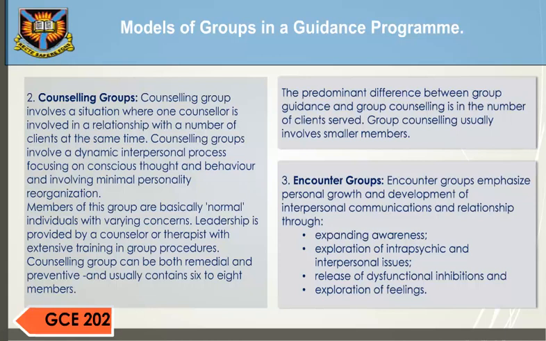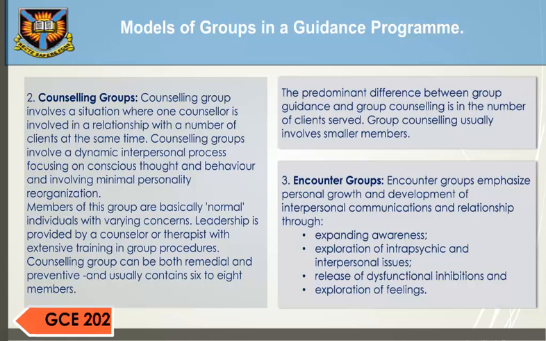2. Counseling groups. A counseling group involves a situation where one counselor is involved in a relationship with a number of clients at the same time. Counseling groups involve a dynamic interpersonal process focusing on conscious thought and behavior and involving minimal personality reorganization. Members of this group are basically normal individuals with varying concerns. Leadership is provided by a counselor or therapist with extensive training in group procedures. A counseling group can be both remedial and preventive and usually contains 6 to 8 members. The predominant difference between group guidance and group counseling is in the number of clients served. Group counseling usually involves smaller membership.